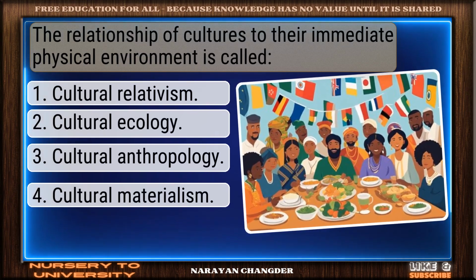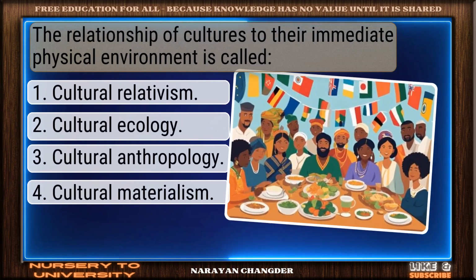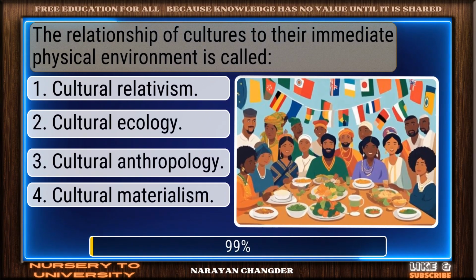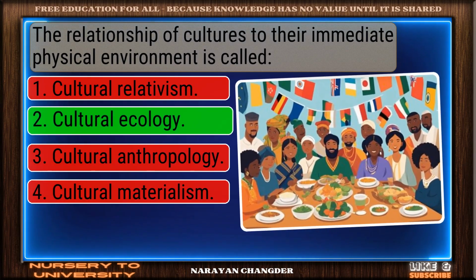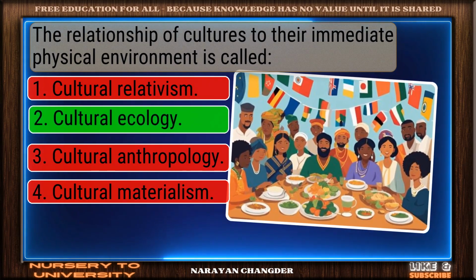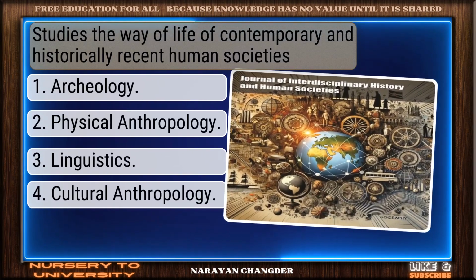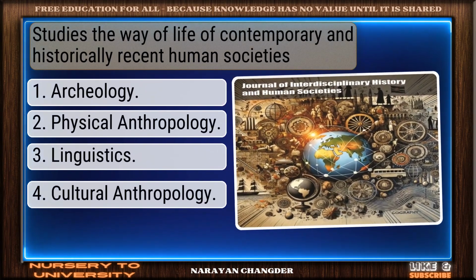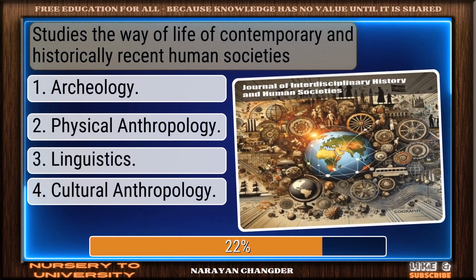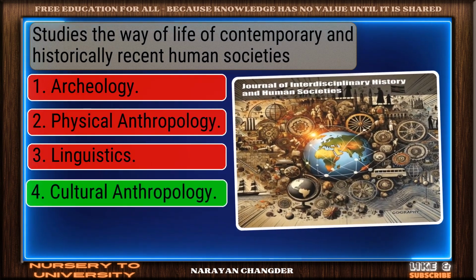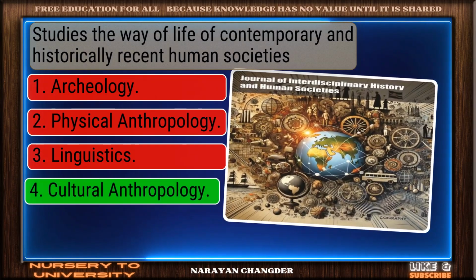The relationship of cultures to their immediate physical environment is called... Clear logic. Your choice, cultural ecology, is sound. Studies the way of life of contemporary and historically recent human societies. Correct. Cultural anthropology is the right answer.